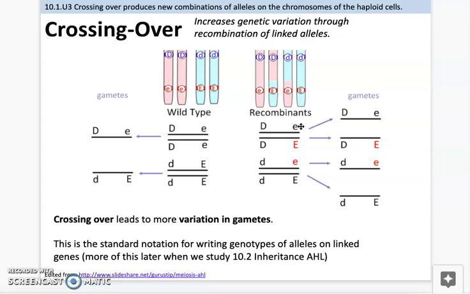And this is a recombinant chromosome right here because, as you can see, the uppercase E did get transferred from this homologous chromosome right here to this homologous chromosome. You can see that the sister chromatid on this homologous chromosome got transferred over to this one, and vice versa. They got switched, they swapped places, right?